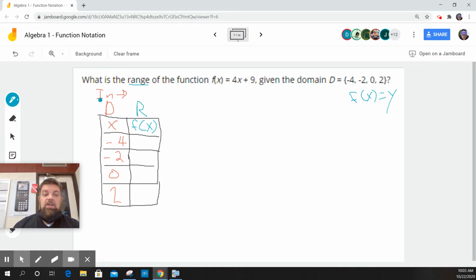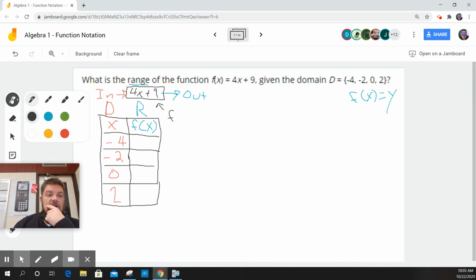And that input is going to spit out an output, and that output is the range. And what is our function? Well, our function that spits it out is 4x plus 9, and we would label that as the function f, okay? So then we've got to figure out what all this stuff is.